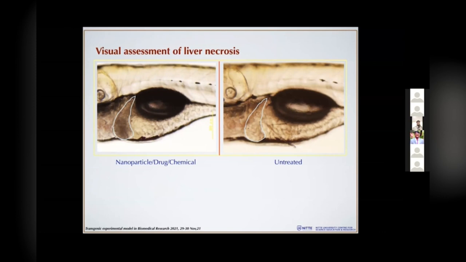So this is again one. On the left hand side is a fish which is treated with some compound. Right hand side is an untreated one, and you see this brown coloration, this darkening of the liver, which is indicative of a necrosis. So this is visual observation. You don't even have to do oil red staining. You don't even have to do any other biochemical parameters. You just look at it, and you can make out that there is a problem with the liver development. So it is as simple as that. Next slide.